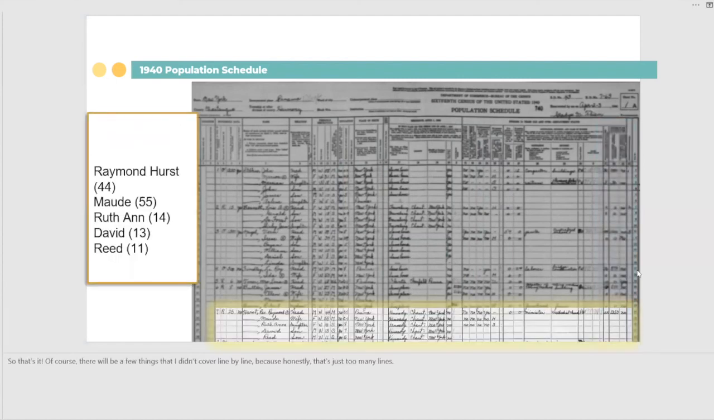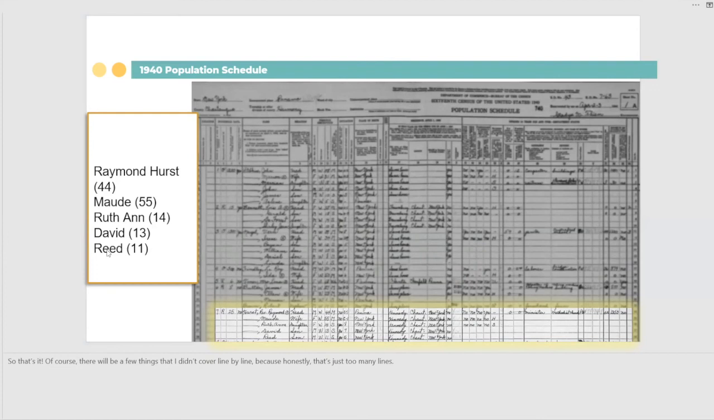There are going to be a few things that we didn't cover, obviously, going line by line, but this traces this whole family from 1850 to 1940 consecutively on censuses, filling in with things like newspaper articles, state censuses, other information, birth records, that kind of thing. So we have Raymond and his wife Maud, Ruth Ann, David, and Reed. Reed is my grandfather. So that traces all the way down. Is Maud 55? Yes. So she had Reed when she was 40? She sure did.